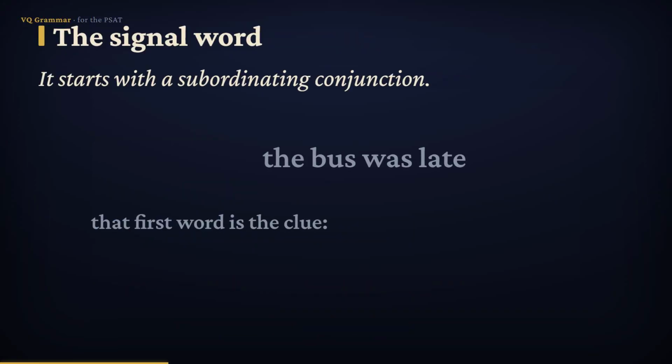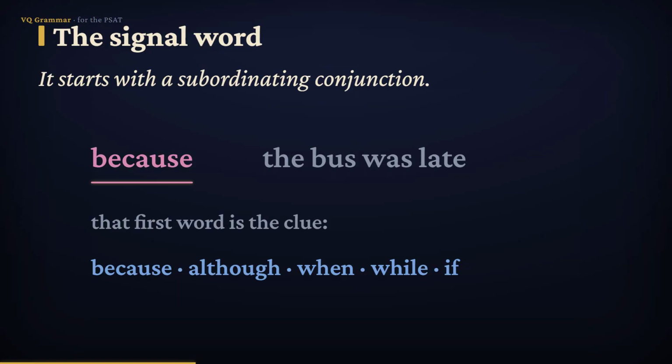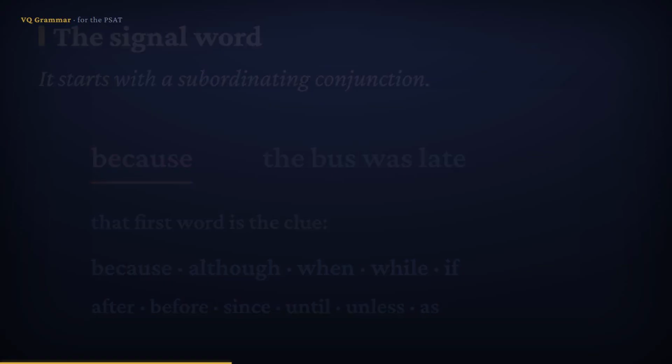How do you spot one? By its first word. An adverb clause always opens with a subordinating conjunction, a signal word. In our example, that word is because. Watch for these: because, although, when, while, if, after, before, since, until, unless, and as. See one of these starting a clause that's pointing at a verb, and you've almost certainly found an adverb clause.